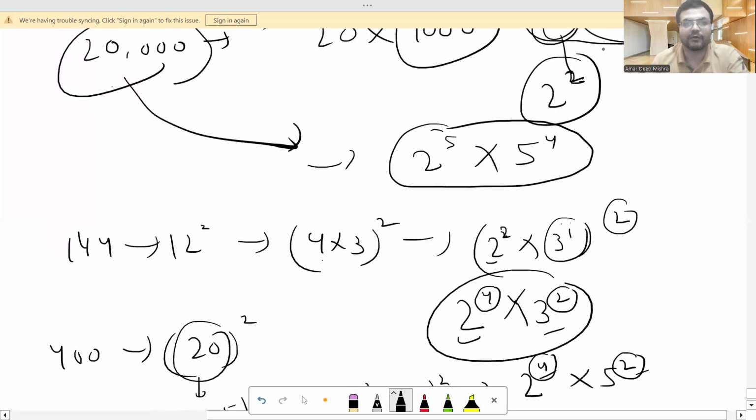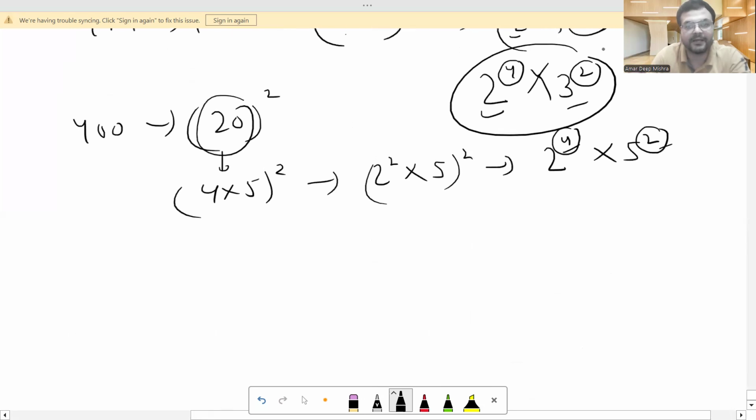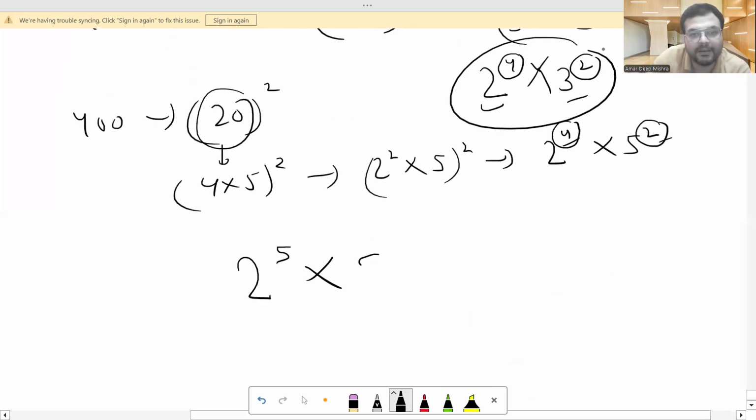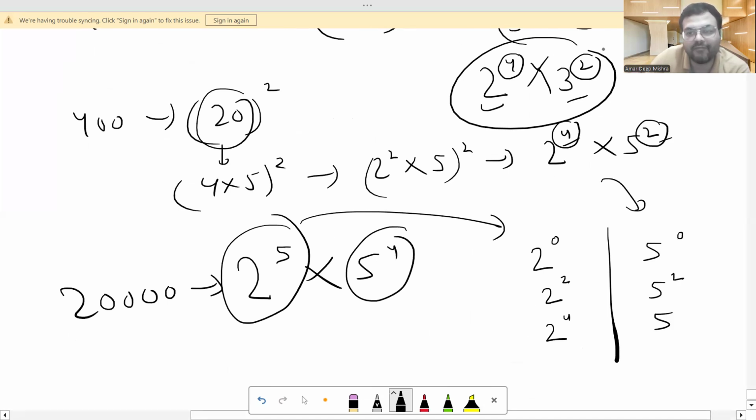Now, see, for 20,000, the prime factor format was 2 power 5 into 5 power 4. Let me write it here. 2 power 5 into 5 power 4. This is the prime factor format for 20,000. Now, for 2 power 5, in the first column, we will write 2 power 0, 2 square, and 2 power 4. For 5 power 4, in the second column, I will take 5 power 0, 5 square, and 5 power 4.